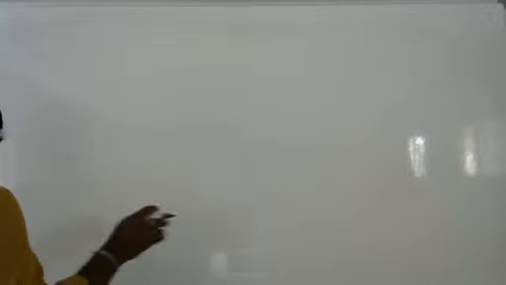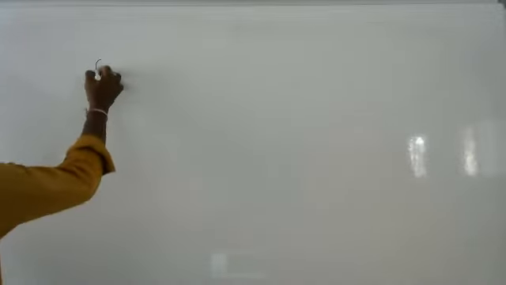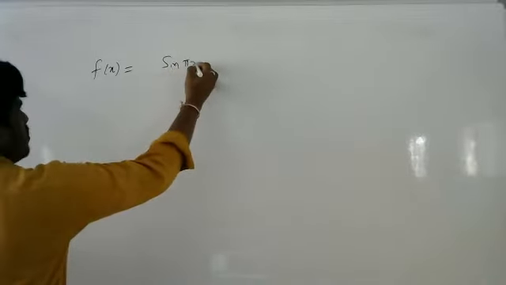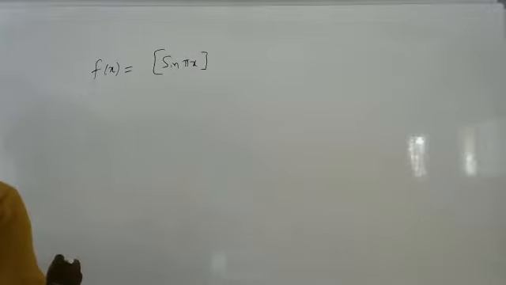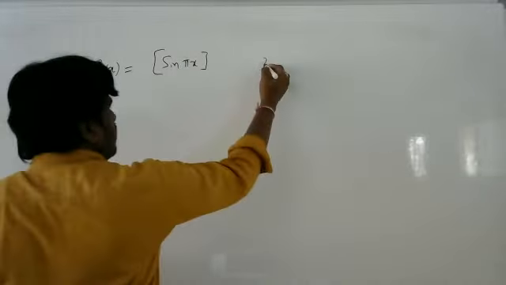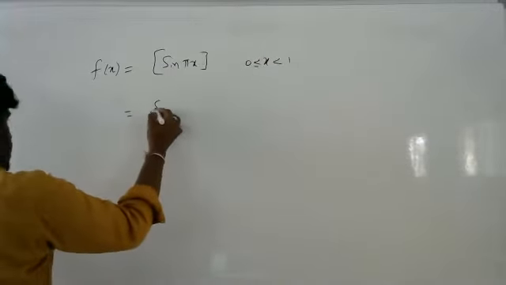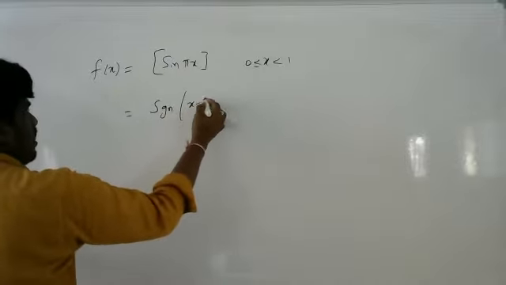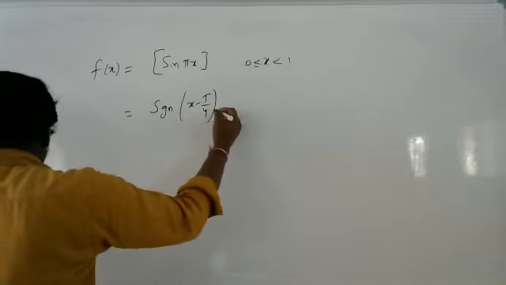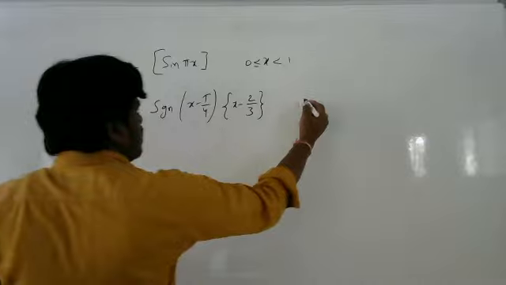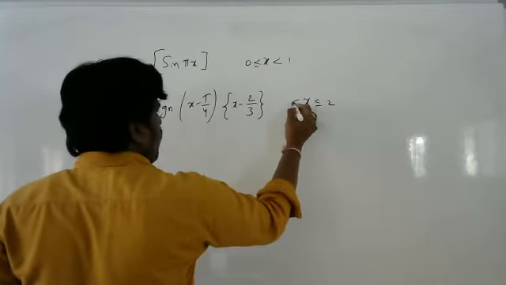You have to find the number of points of discontinuity. This is the last concept. I gave 2, 3 concepts: first concept over, second concept over, and this is the last concept. f of x is equal to greatest integer of sin pi x when x is between 0 and 1, and this is equal to signum of x minus pi by 4 into the fractional part of x minus 2 by 3 when x is between 1 and 2.